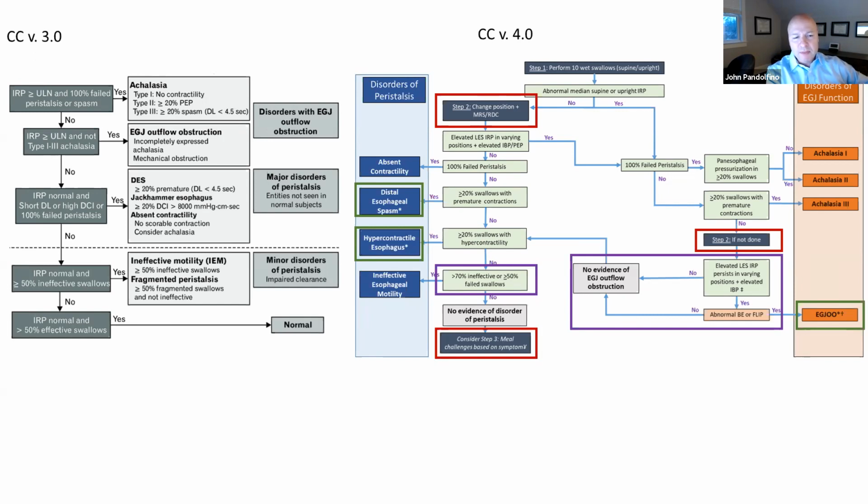And what we did was we made the criteria for IEM much more stringent. So now you need greater than 7 out of 10, or greater than 70%, of your swallows to be either ineffective or fragmented, or potentially 50% failed swallows. So now this really makes the criteria for ineffective esophageal motility much more, in my mind, refined, so that it really delineates abnormalities in bolus transit and also abnormalities that may predispose people to reflux disease. So a lot more restriction in terms of that peristaltic classification.